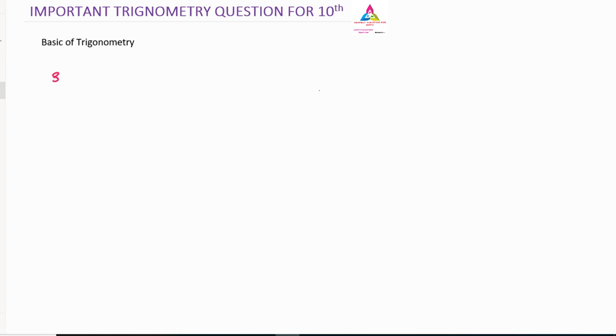Always the important things are sin theta and cos theta. See, whenever any question is given, first you have to convert that question into sin or cos. In maximum 80% of cases, you are given cot theta or tan theta or secant or cosecant theta, but you have to convert that into sin and cos. How to convert that? That is very easy to remember.